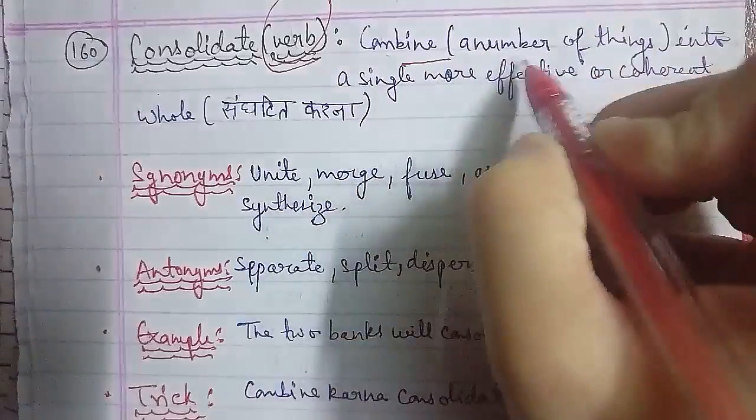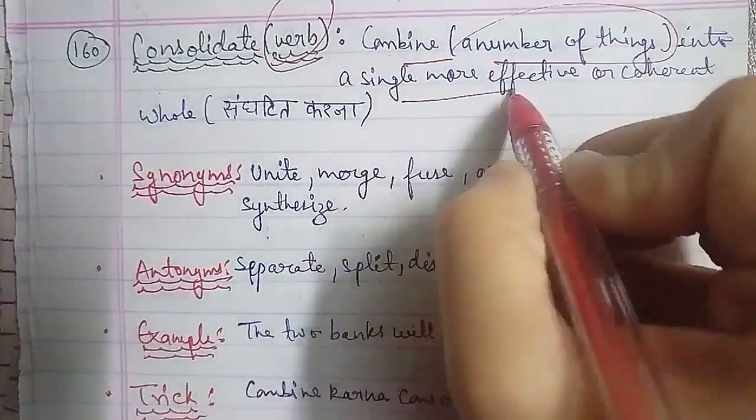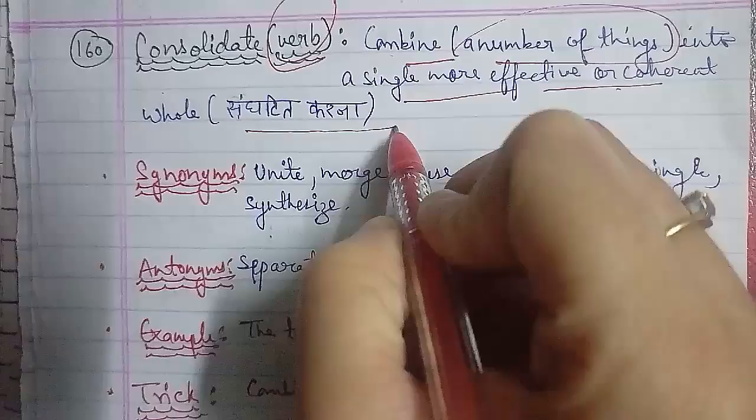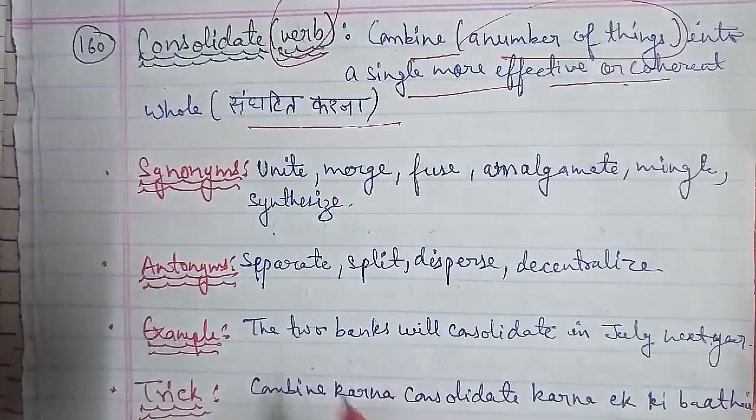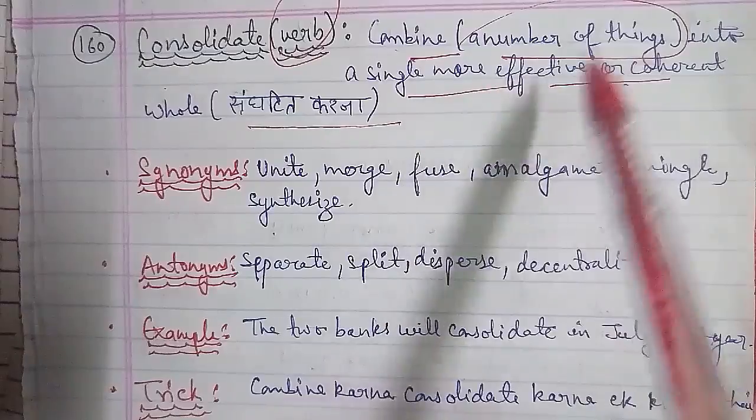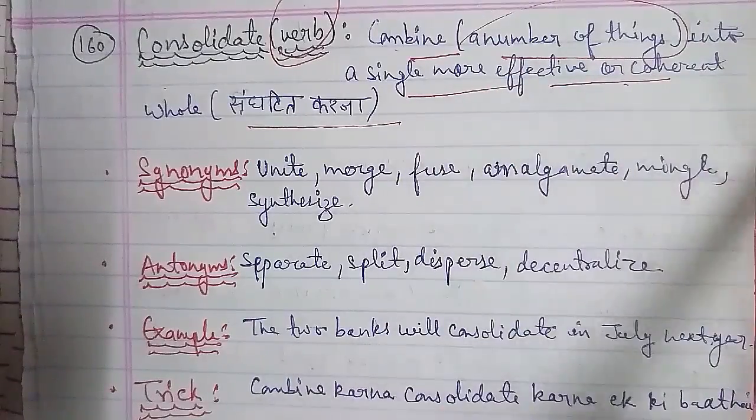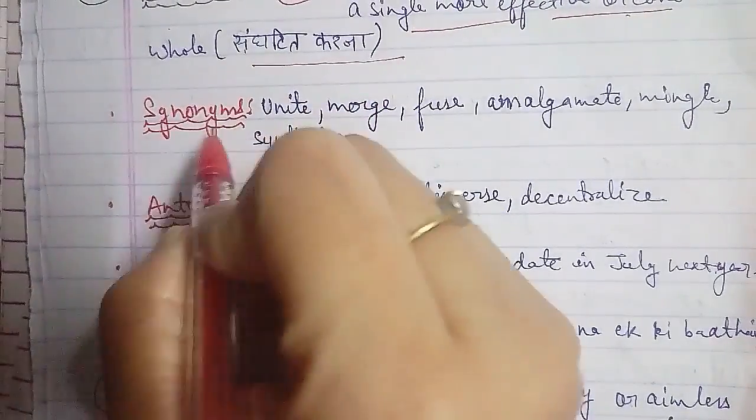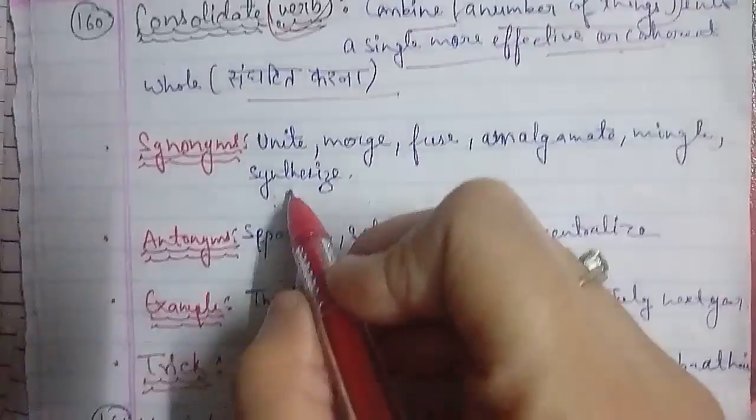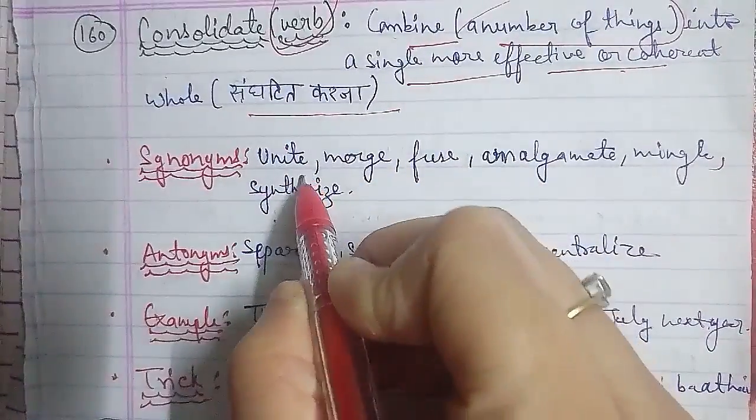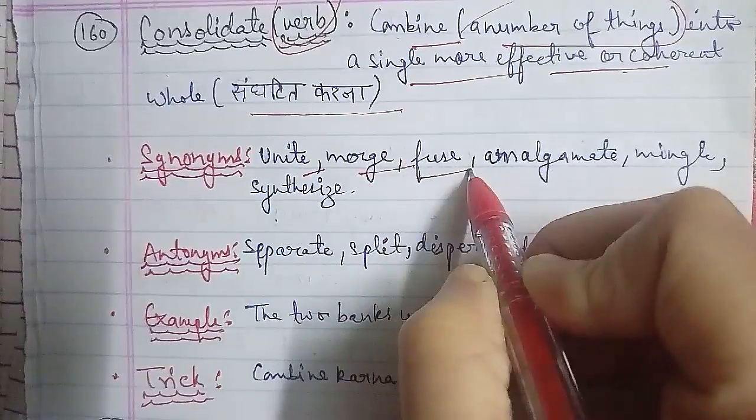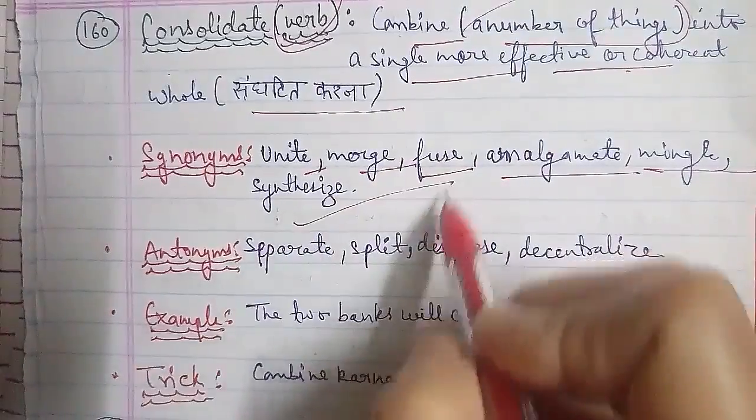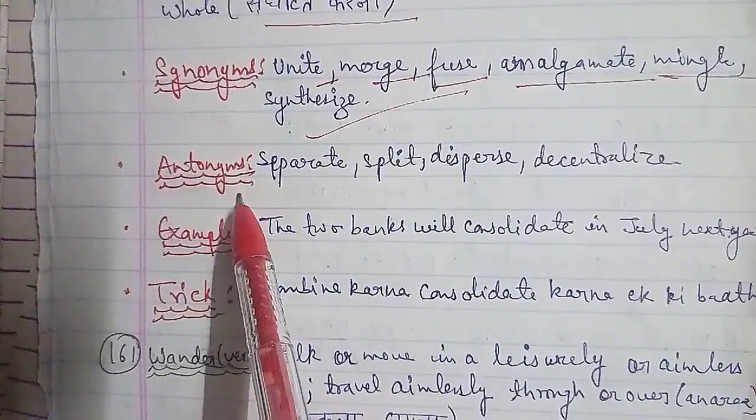Consolidate का in English you can say combine a number of things into a single more effective and coherent whole, that is संगठित करना. Next, the synonyms of consolidate are unite, merge, fuse, amalgamate, mingle, synthesize. The antonyms of consolidate we have here: separate, split, disperse, decentralize.